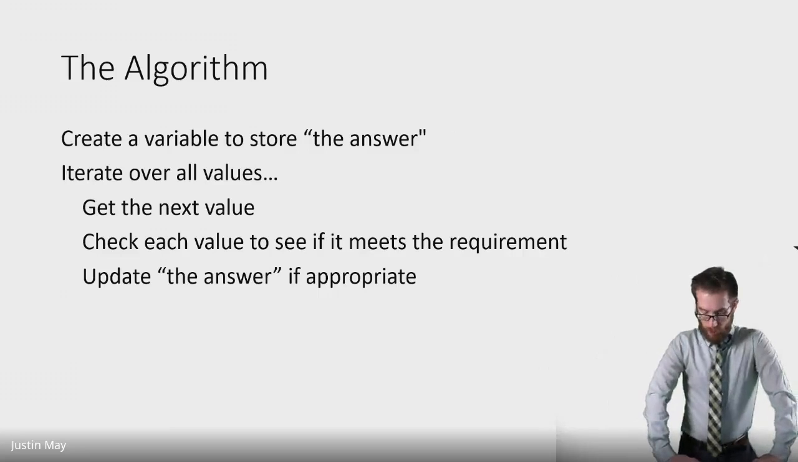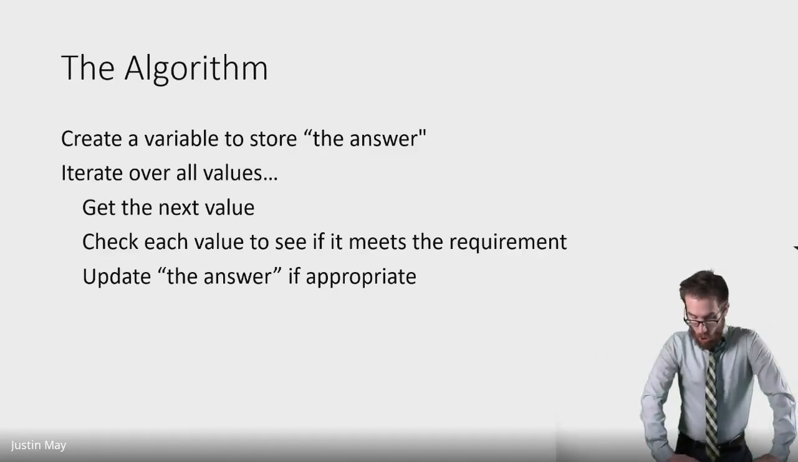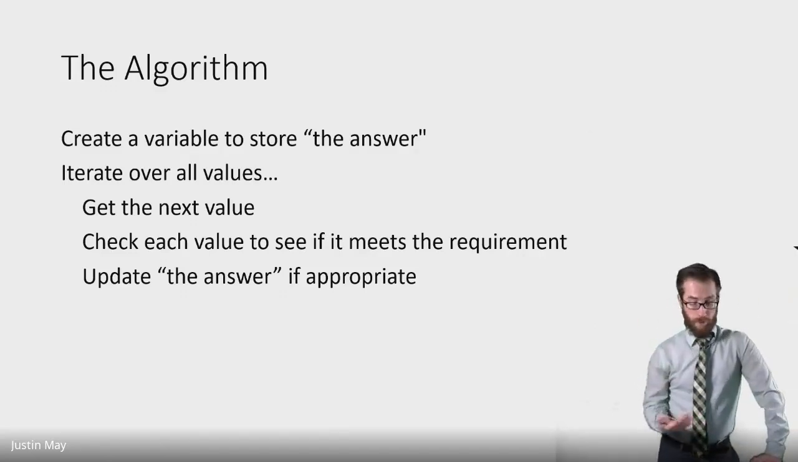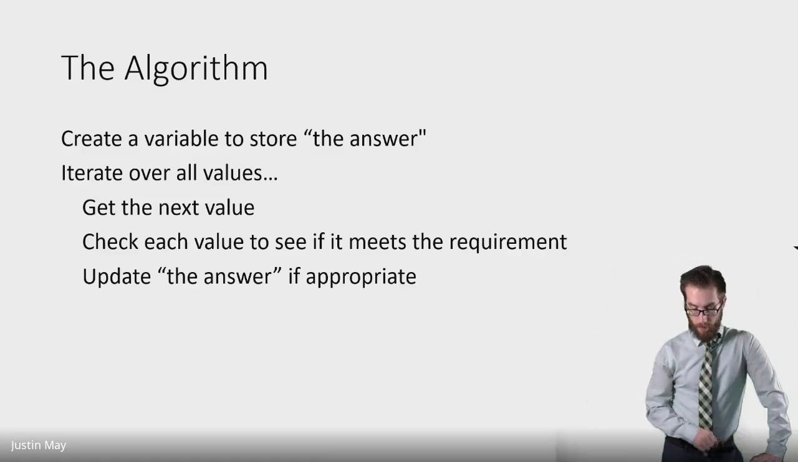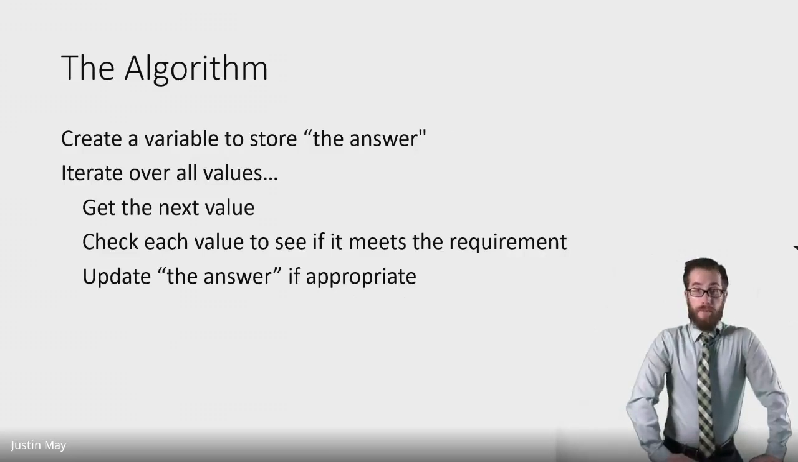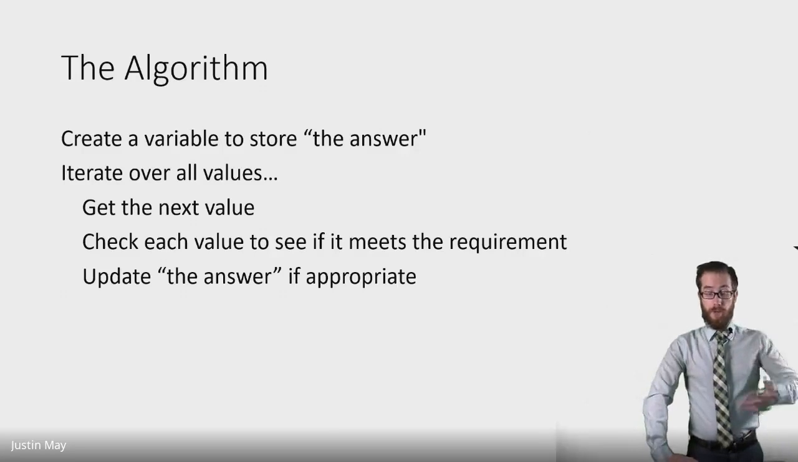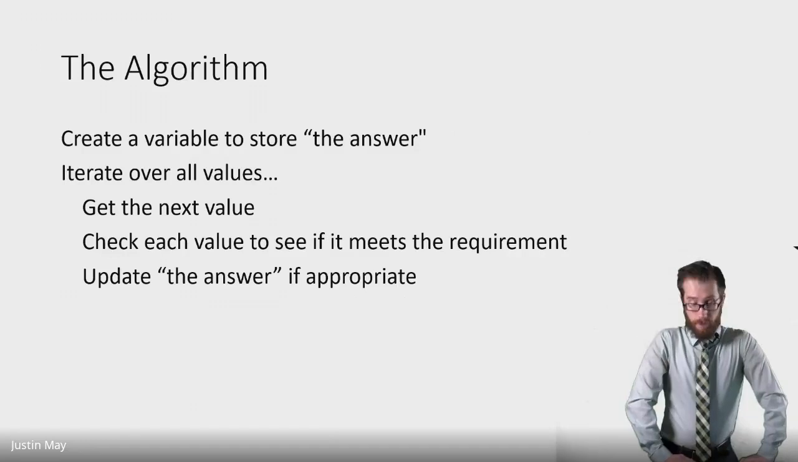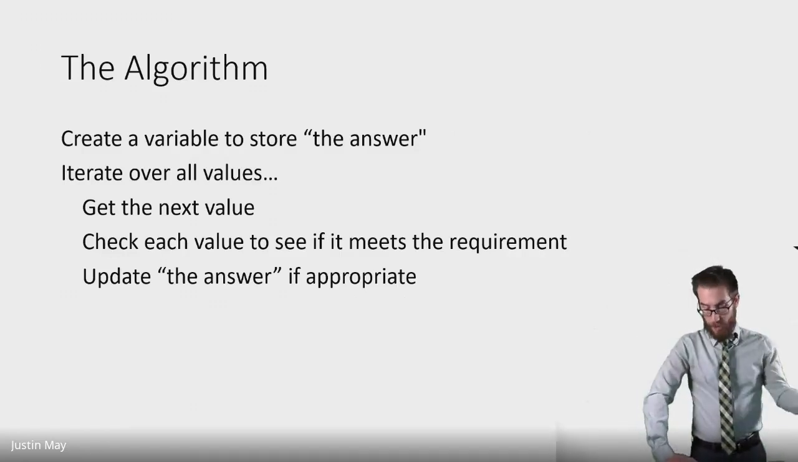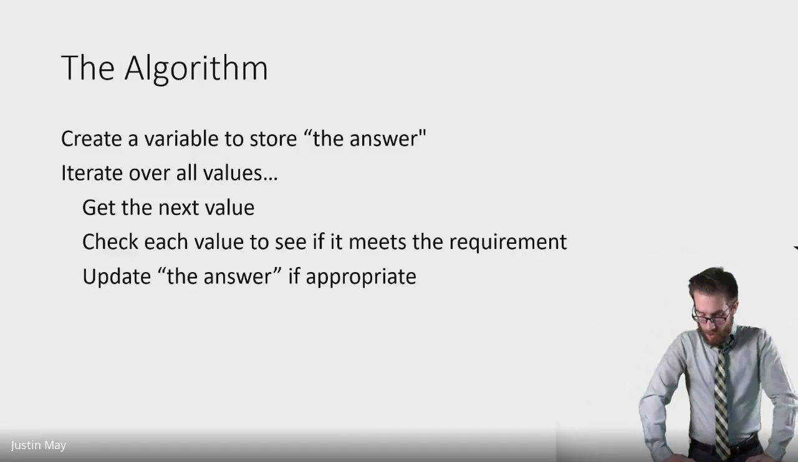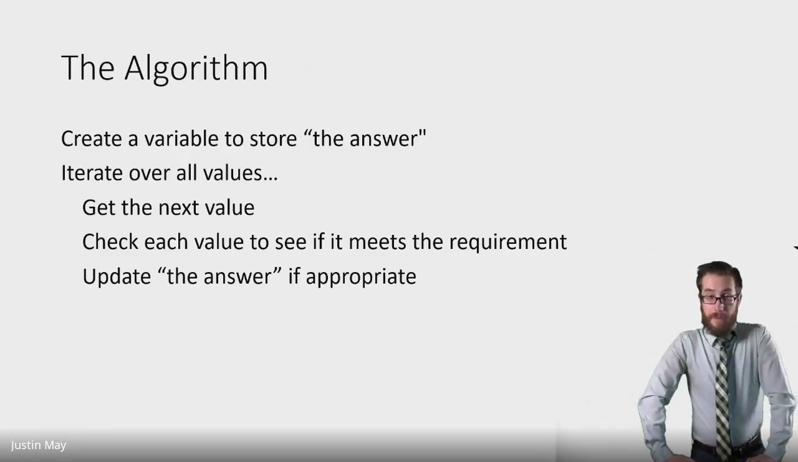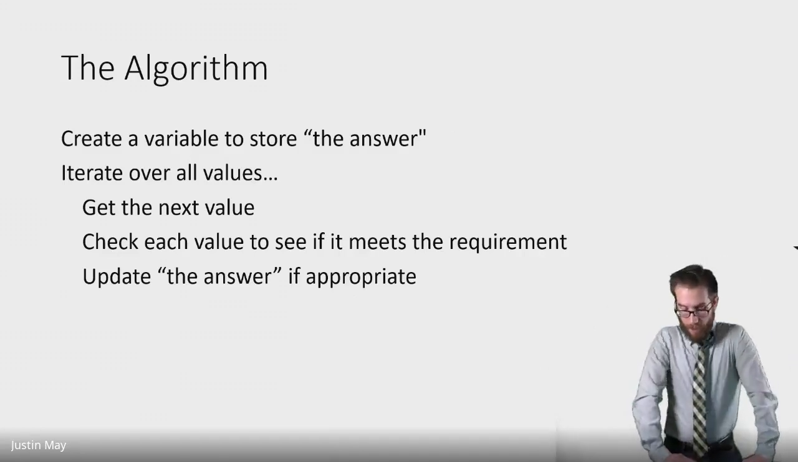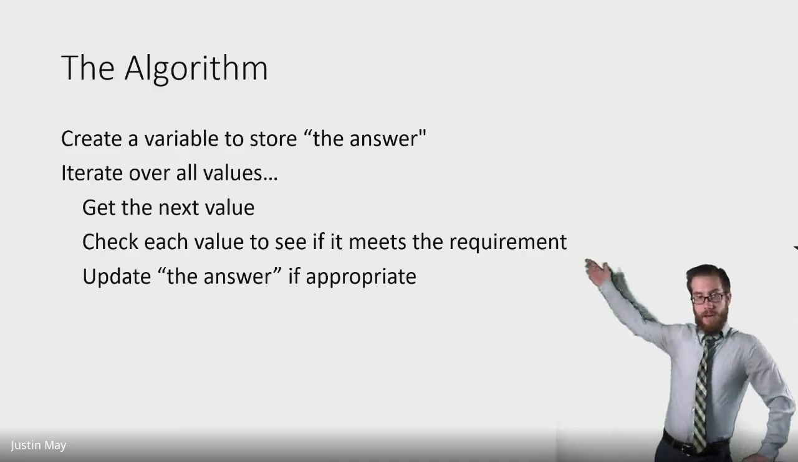This is what the algorithm looks like in general. So we would create a variable to store our answer. The particular question is going to be true or false, so it'll be a Boolean, or it'll be a number, so an int. We will iterate over all of the values. That means we're going to use a loop to loop over all of the values the user inputs. We will get the next value, so it's part of the iteration. They're going to enter a number, so we have to get that number so we can do something with it. We will check the number to see if it meets whatever requirement this particular question is asking us to meet. And then we'll update our answer if it's appropriate based on that check.